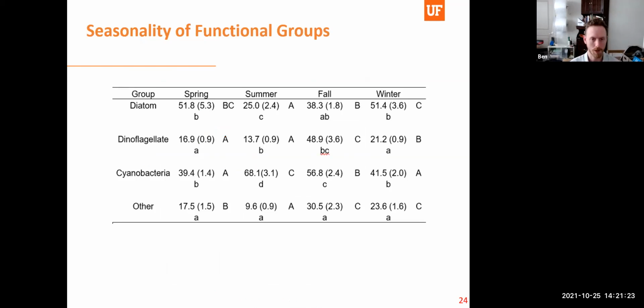Now, the seasonal comparison of the functional groups. Diatoms were much higher in the spring and winter. This is not accounting for any depth variables. So diatoms were about the same in the spring and winter, not accounting for depth. Dinoflagellates showed a much higher preference for the fall, and cyanobacteria showed a higher preference for the summer, and the fall were pretty close, but they were statistically significantly different from each other, but the summer showed the highest cyanobacteria biomass.